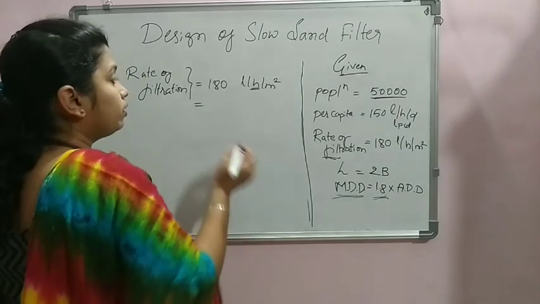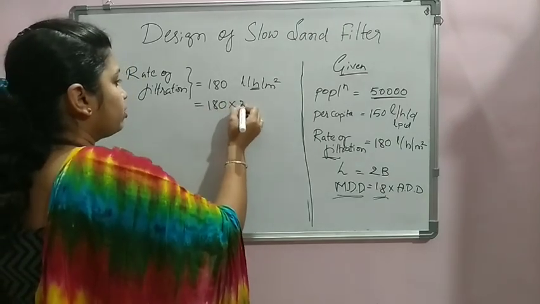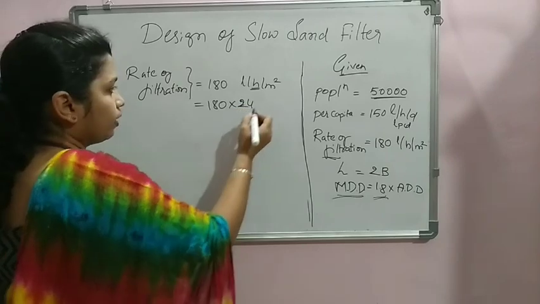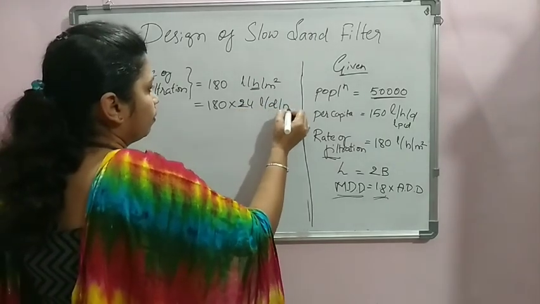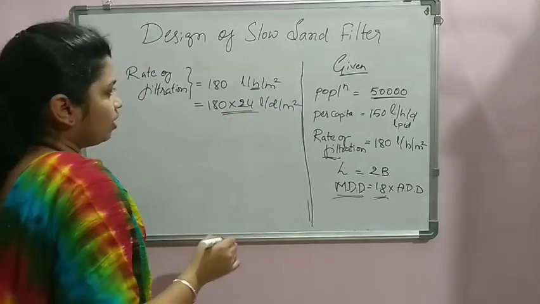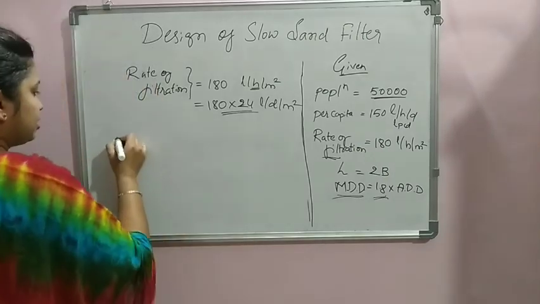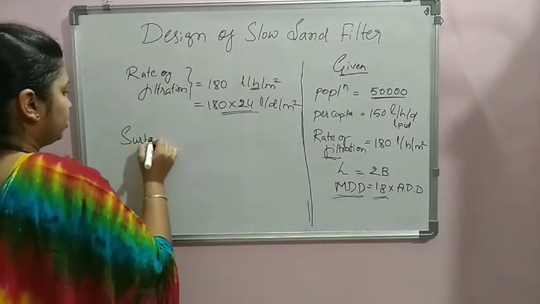Then what is it for the whole day? So we will be multiplying it with 24 hours, which becomes 1 day. So then it becomes liters per day per meter square. So now we have converted this unit. Next, let us calculate the total surface area.